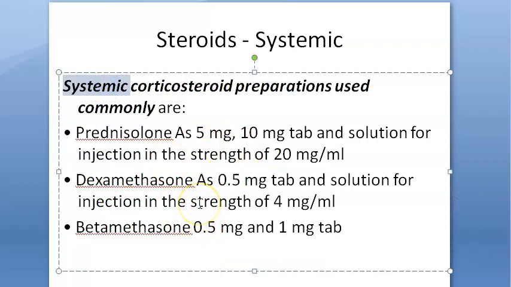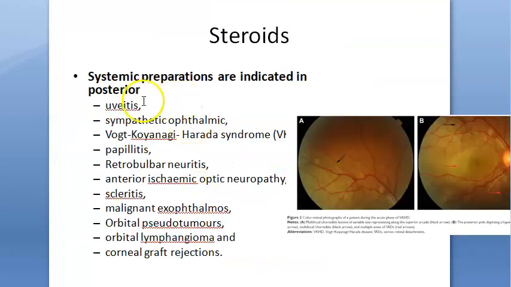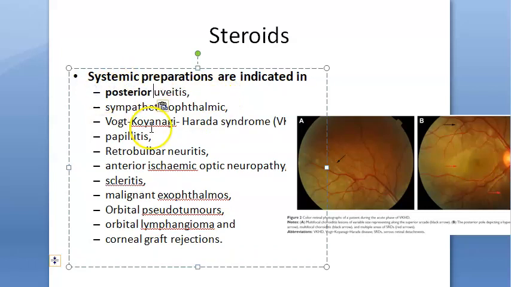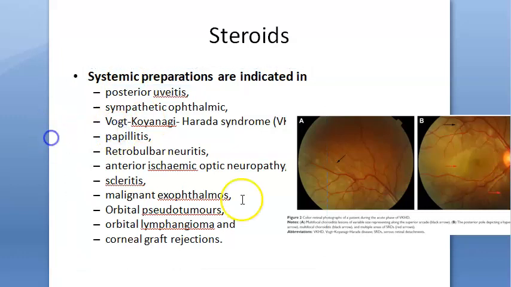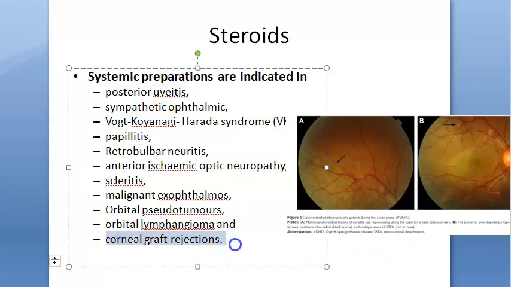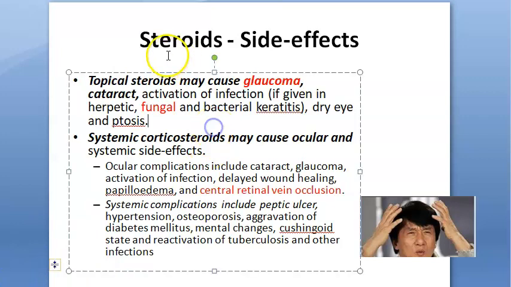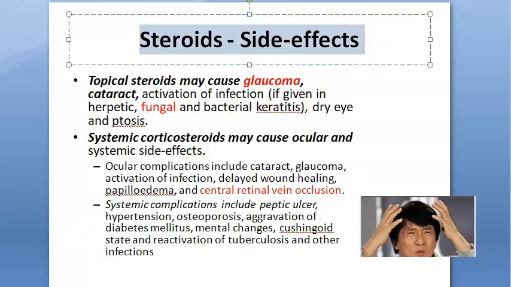Systemic also available: prednisolone, dexamethasone, betamethasone. So these are all the indications in the posterior segment. Systemic preparations are indicated in posterior uveitis, and then sympathetic ophthalmia. All these conditions you can write. Corneal graft rejection, they want to give steroids so that you can reduce the immune action, right? We have also seen the side effects: glaucoma, cataract. It can cause glaucoma and cataract.